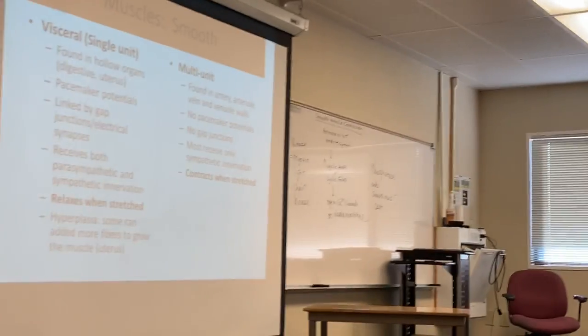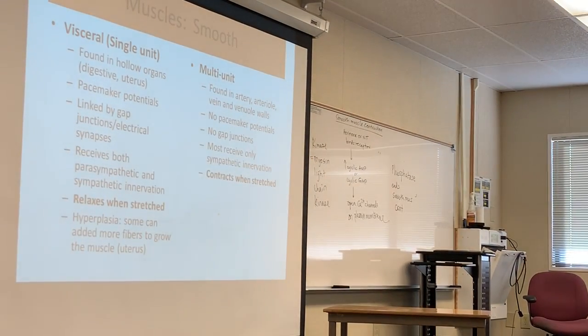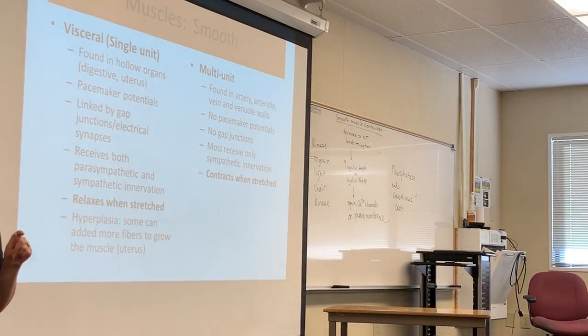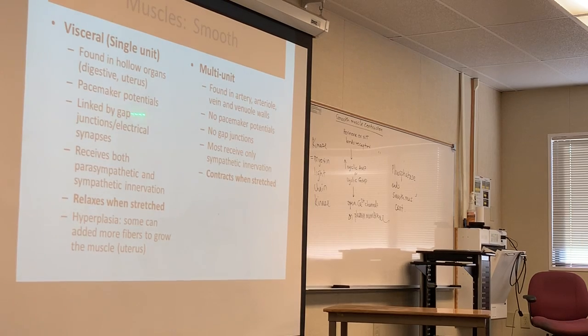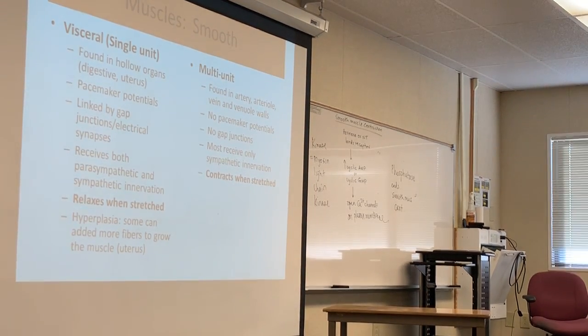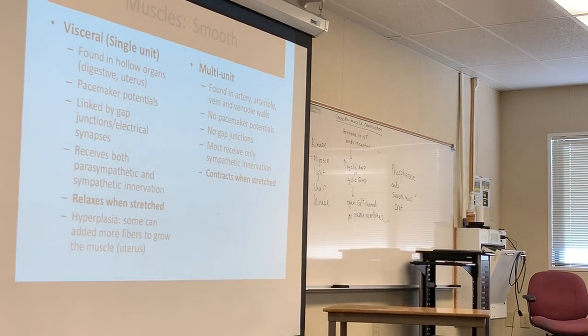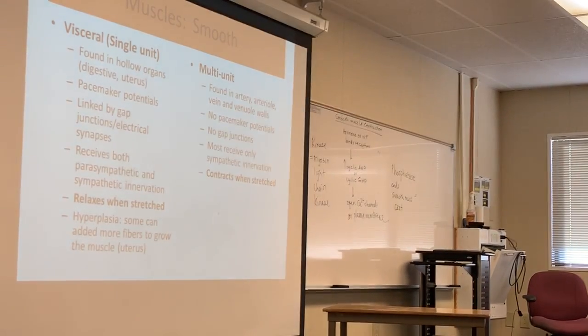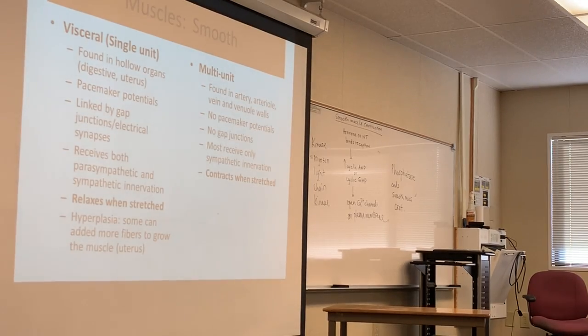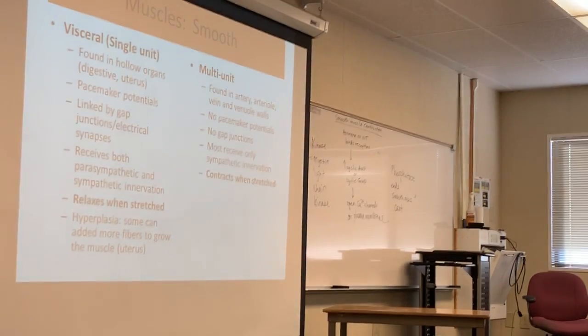Okay, so what are some of the differences between multi-unit and single unit? So single unit found in hollow organs like the digestive, the uterus, stomach, and so on. Okay, bladder. Okay, pacemaker potentials are very important. So just like cardiac muscle, single unit smooth muscle also has pacemakers. They're linked by gap junctions. They're electrical synapses. So all the cells are linked.